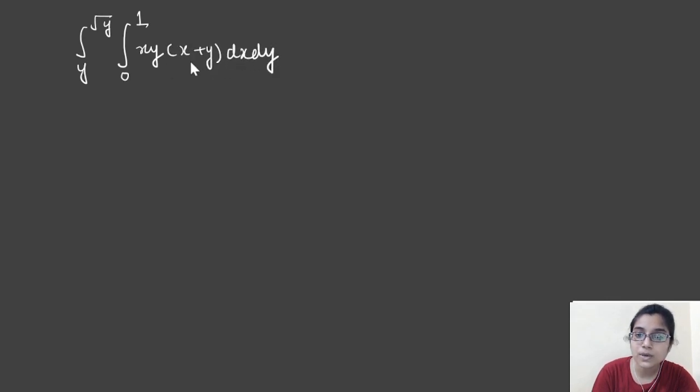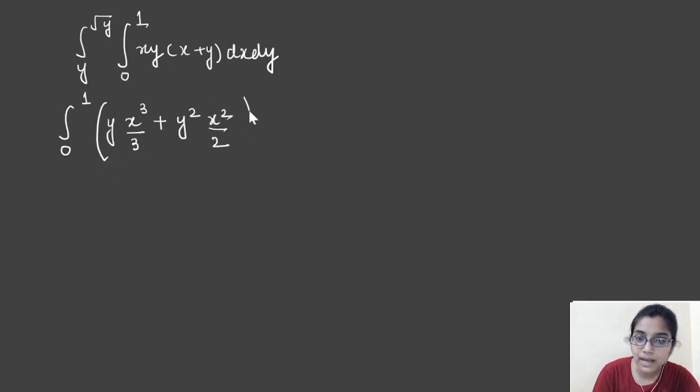Okay, so now you integrate, and with respect to which variable are you going to integrate first? Obviously with respect to x, because the limit of x is in terms of y. So 0 to 1, and here you will treat y as a constant. So y, then this is going to be x square. On integrating, we'll get x cube by 3. Then we are getting over here y square, and x is going to be x square by 2.